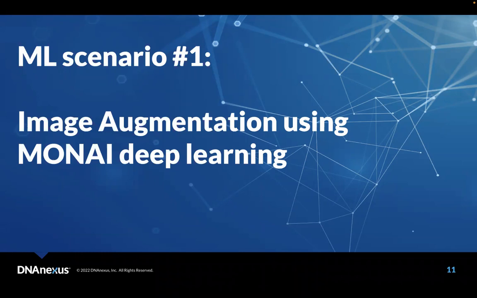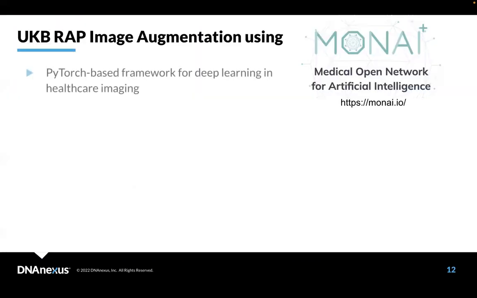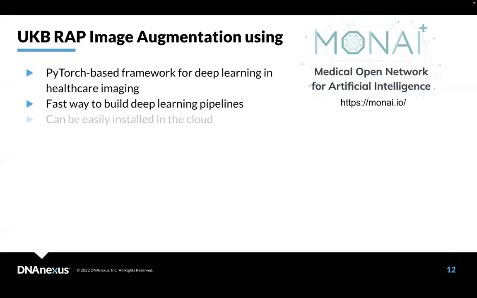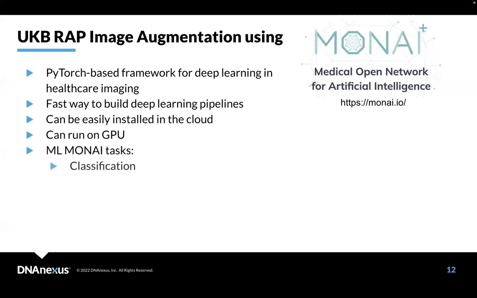Let's first talk about image augmentation using MONAI deep learning. MONAI is a PyTorch-based framework for deep learning in healthcare imaging. It's a fast way to build deep learning pipelines. It can be easily installed in the cloud. It can run on GPUs. And what are the typical machine learning MONAI tasks? It's classification, segmentation, data labeling, and data augmentation.